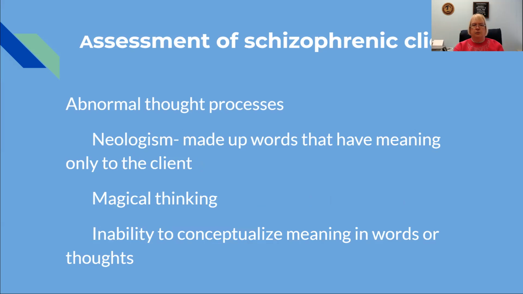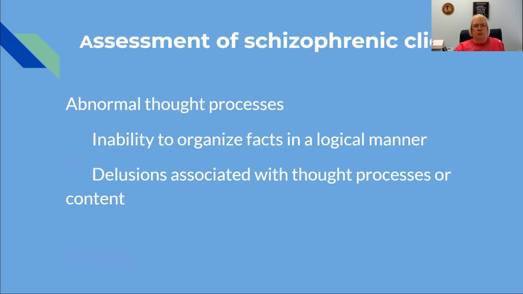So other abnormal thoughts would be the neologism, which is made up words that have meaning only to the client. So they're going to say words that don't make sense to you. When you hear this, you need to ask them, I don't understand what you're saying. They can have magical thinking. They can have the inability to conceptualize meaning in the words or thoughts. And then abnormal thought processes, the inability to organize facts in a logical manner. They can have delusions associated with those thought processes or the content.